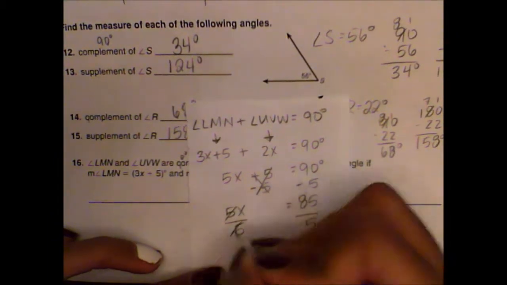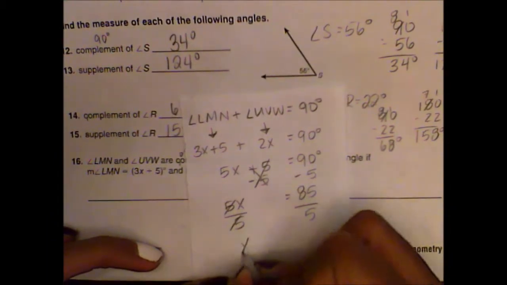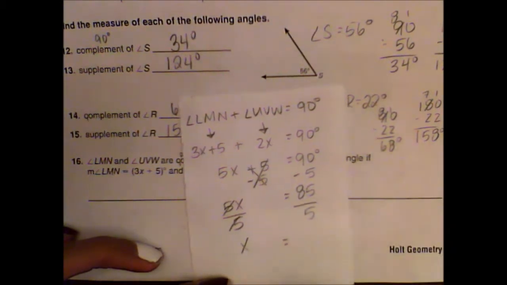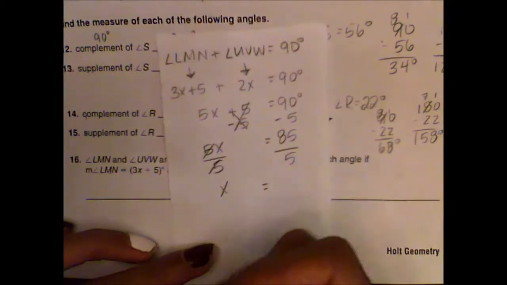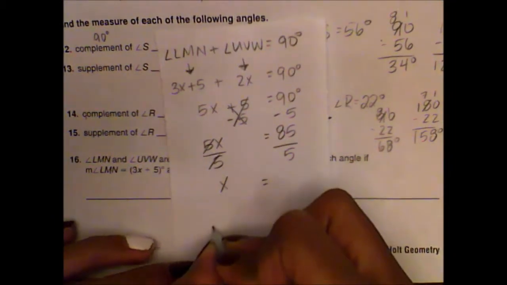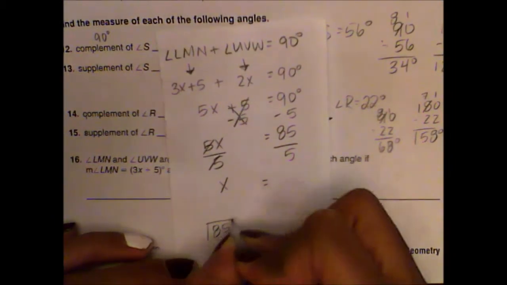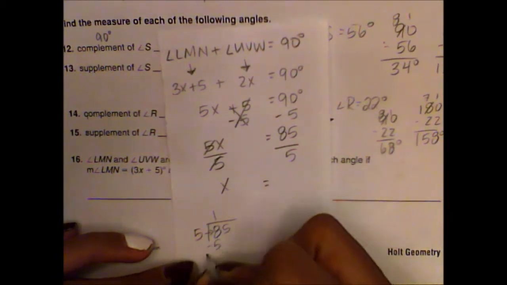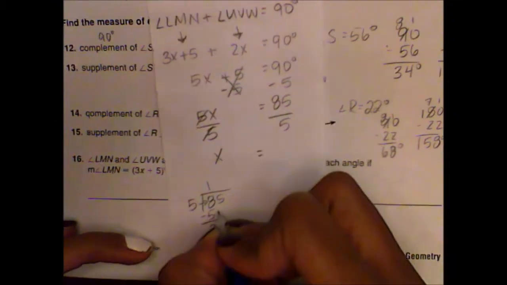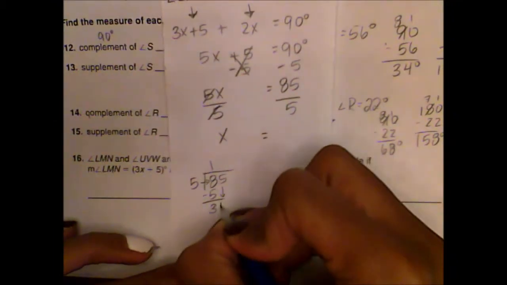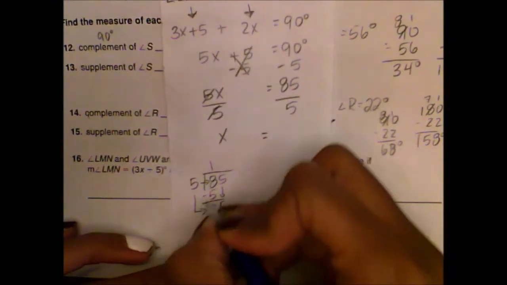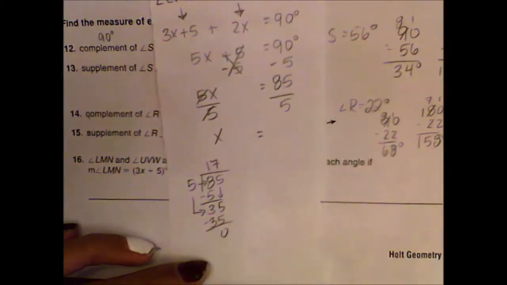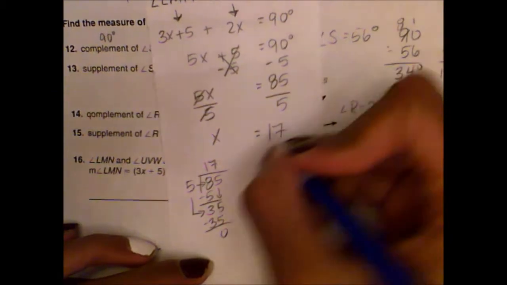5 divided by 5 goes away to leave me 1x is equal to, okay, so I have to divide this right here. We have an improper fraction. So I'm going to divide 85 by 5 to find the value of x. 5 goes into 8 one time with a remainder of 3. Bring down the 5. 5 goes into 35 7 times, and we have terminated. So x is equal to 17.